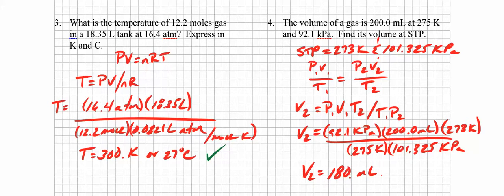Check me on that. V2 then is equal to, and I'm just going to plug in, P1 is 92.1 kilopascals, V1 is 200 milliliters. I'm going to have a temperature of 273 Kelvin for T2. T1 is 275 degrees Kelvin, and P2 is 101.325 kilopascals. V2 then is 180 milliliters. Notice that I didn't change the milliliters to liters. I knew that if V1 was in milliliters, V2 was going to be in milliliters as well. So I get 180 milliliters as my answer, and I'm done with number 4.